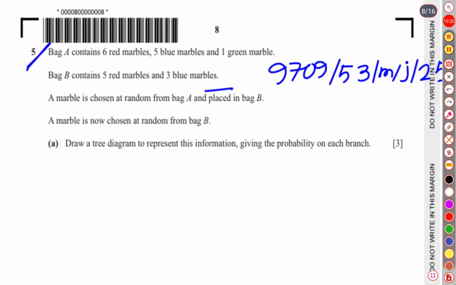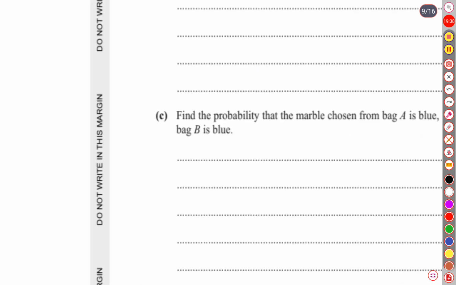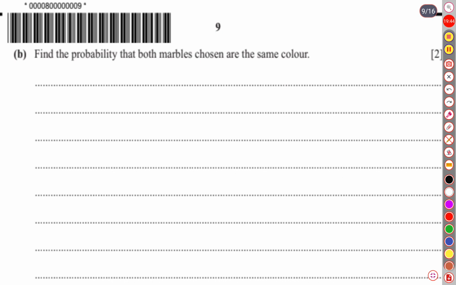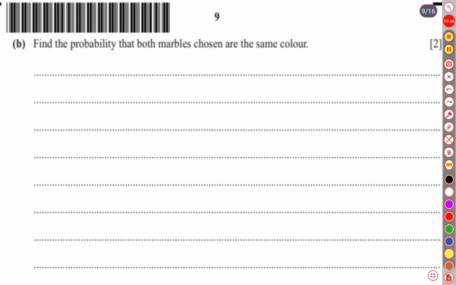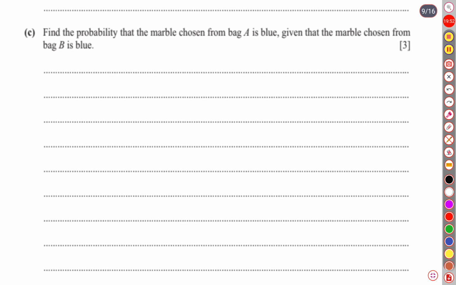B is on the next page. B says, find the probability that both marbles chosen are same color, not this one even. So question number C is the conditional probability. Find the probability that the marble chosen from bag A is blue, given that the marble chosen from bag B is also blue. So we will write here first probability of first one is blue, bag A. Okay, from bag A it should be blue.